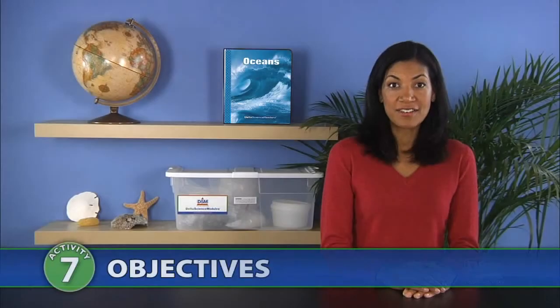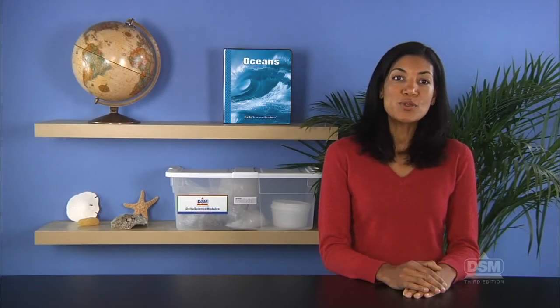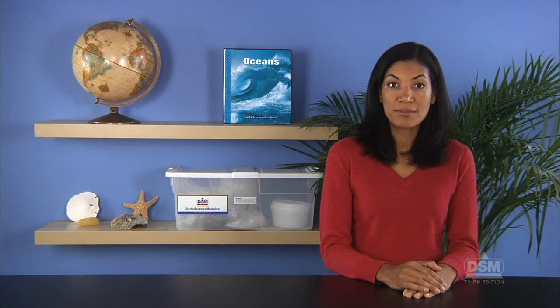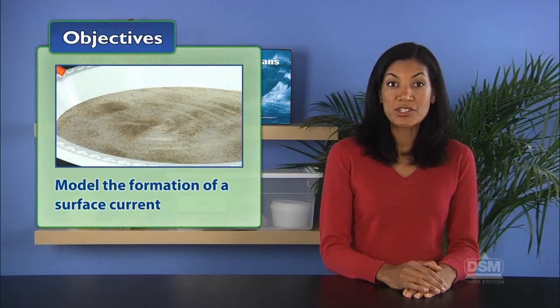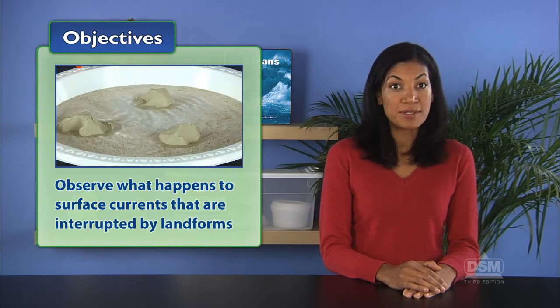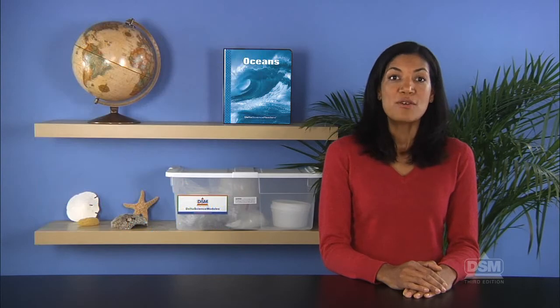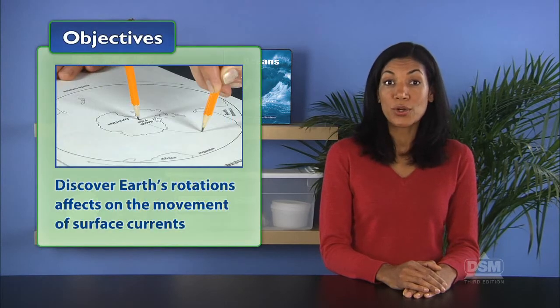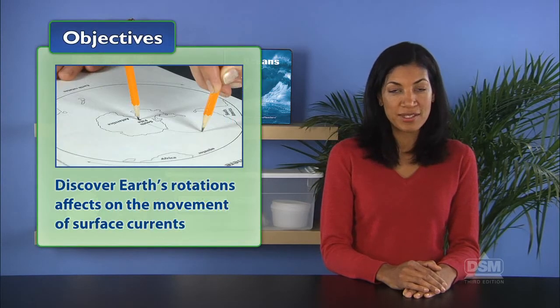In Activity 7, Surface Currents, students learn how surface currents form and what affects their direction. They first model the formation of a surface current, then observe what happens when they are interrupted by landforms. Finally, students discover how Earth's rotation affects their movement.